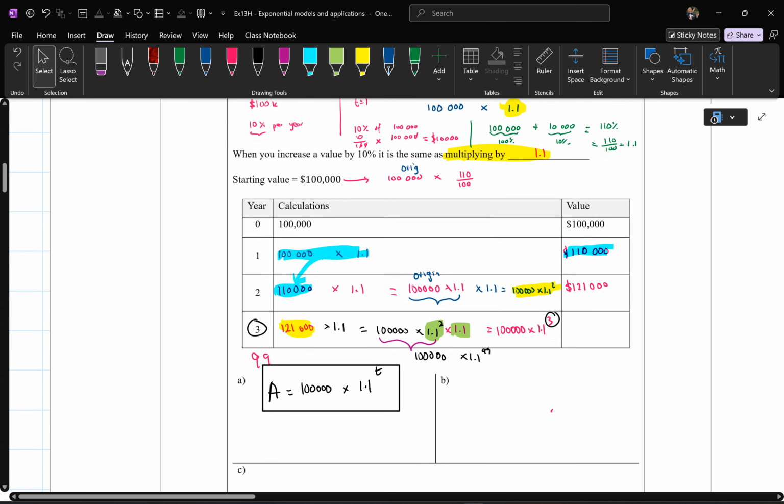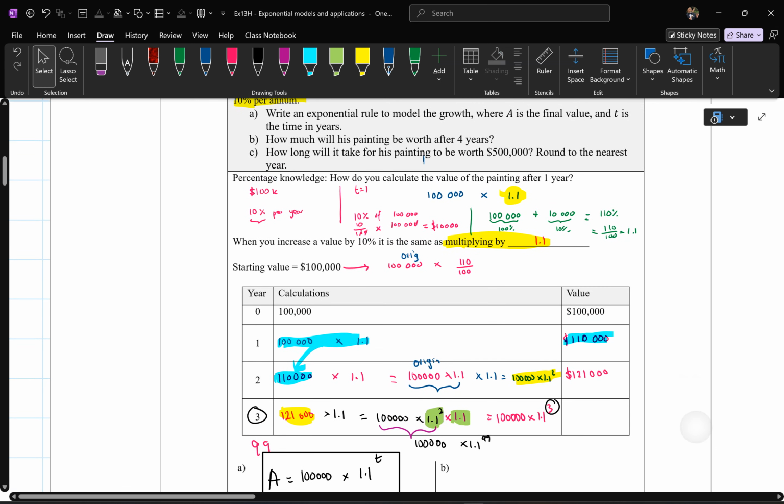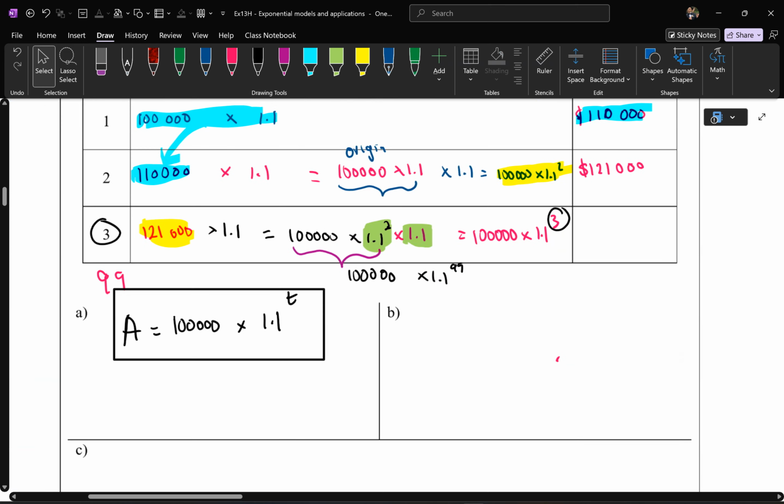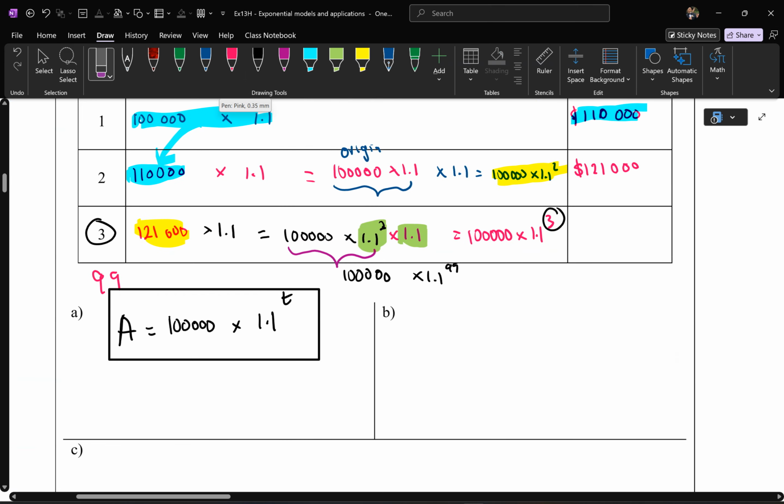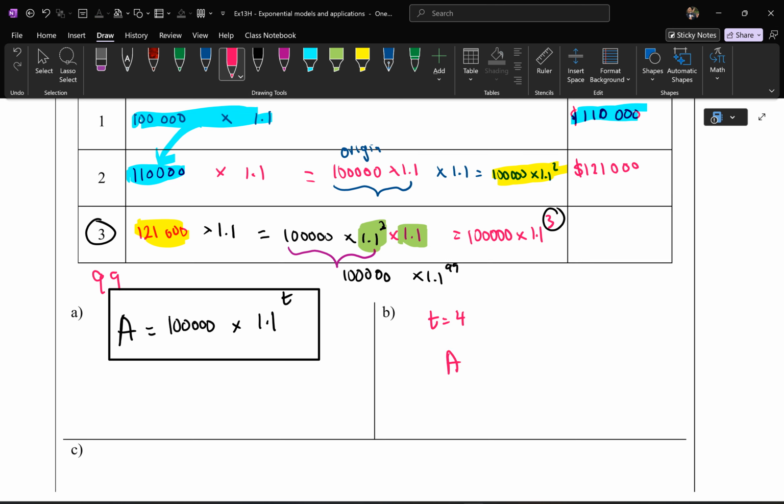All right, so now we've got a model, and then they say part B, what is it? How much will his painting be worth after 4 years? So this is now a straightforward point. We can say if T equals 4, how much is his painting worth? Based on our model, it's $100,000, which is how much he began with, times 1.1. That 0.1 is that extra 10%, to the power of 4 because that's 4 years. Type this in your calculator.